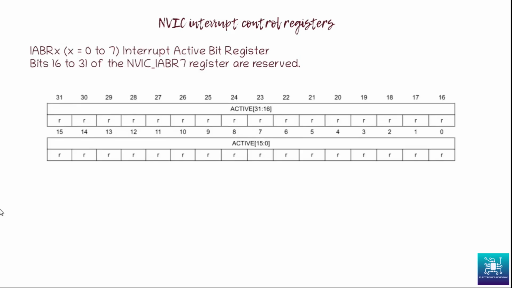Then you have the interrupt active bit register. This one depicts which interrupts are currently active. Again there are 8 registers in this set, but these registers are not byte accessible. We must be aware of that. These are 32-bit registers, and we have to do a read-modify-write for all of these registers.